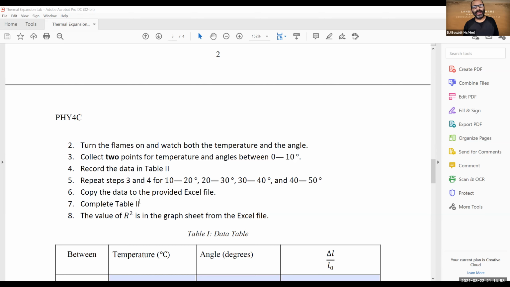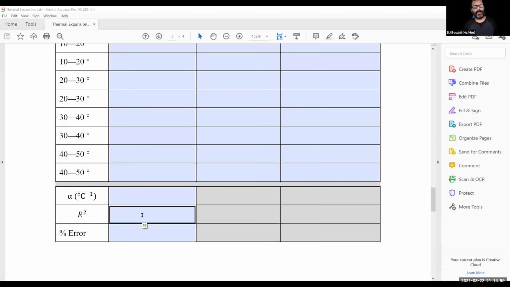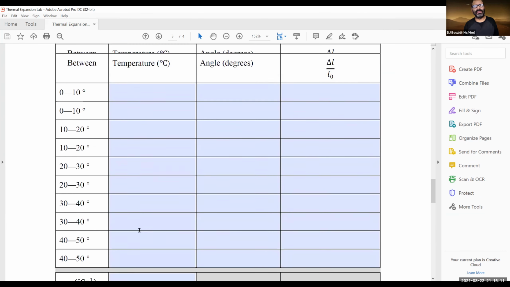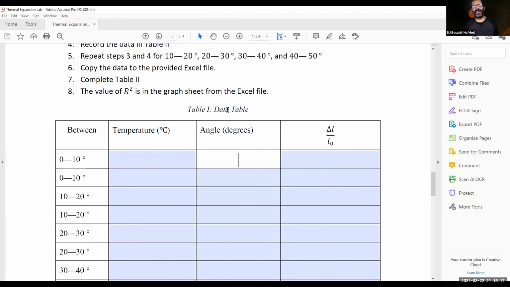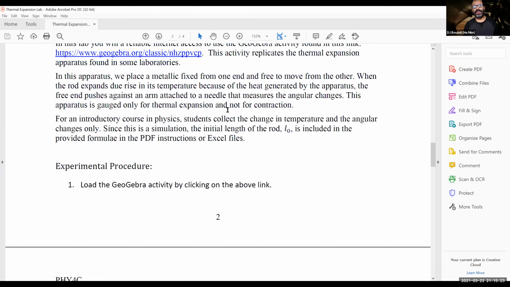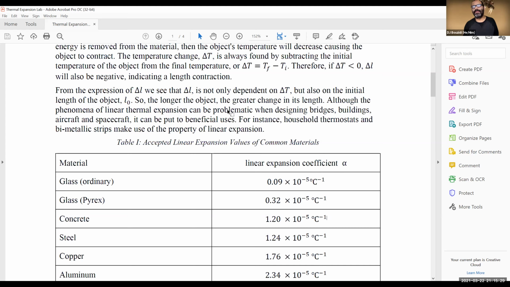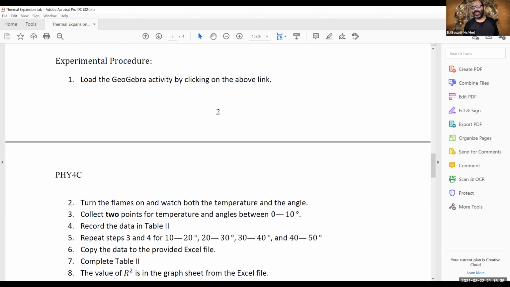Once you copy the data to the Excel file, you need to complete this one. So basically, the Excel file should give you the R squared value, okay? Once that R squared value is given, and the alpha is given, you're going to also compute the error. The Excel should give you also the error based on the data that you have collected, namely the temperature and the angle in degrees, okay? Once you have that, you should be able to find what delta L over L naught is, because the Excel spreadsheet should give you that.